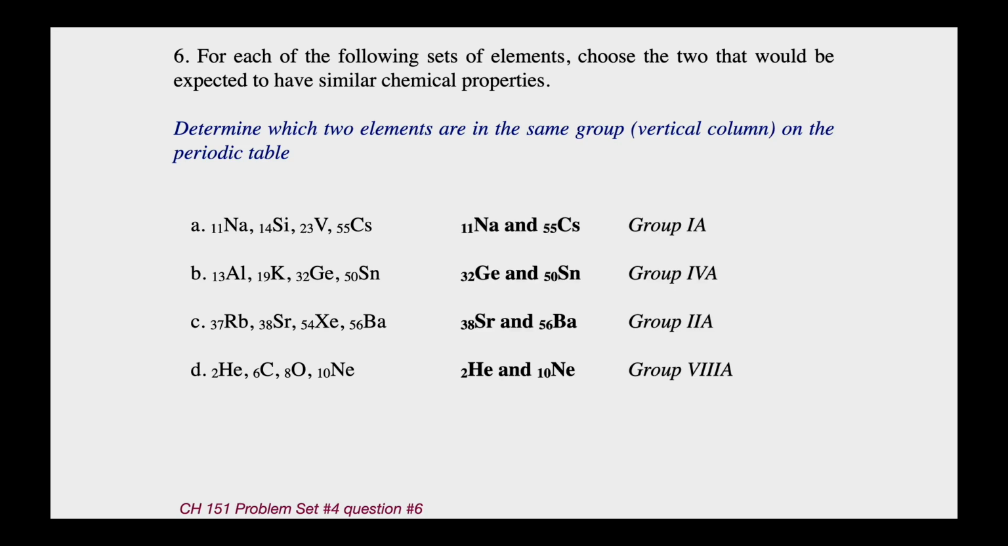The other ones, it's a similar kind of thing. So for example, on the second one, germanium and tin, Ge and Sn, are both group 4A. Those would be the ones that should be similar. On C, strontium, Sr, and barium, Ba, are in the same group 2A, the alkaline earth, so they're similar. And the last one, the noble gases helium and neon, He and Ne, have similar properties. So if you go up and down in a group, you should find very similar properties amongst the elements.